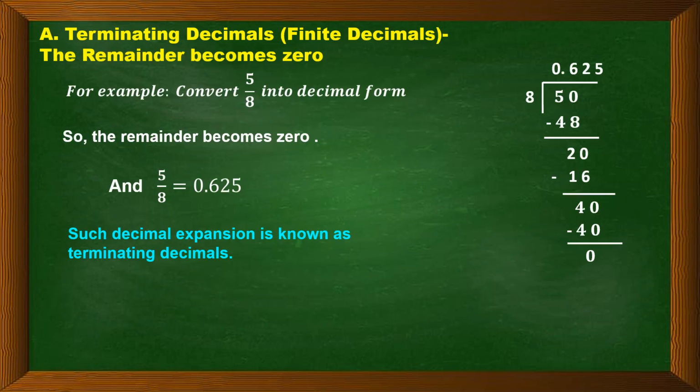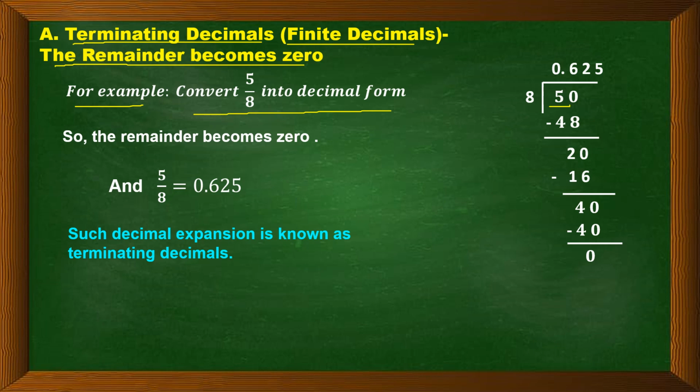Now let's take up the first kind of decimal expansion of a rational number, that is terminating decimals, or we also call them finite decimals because we get a finite number of decimal places. In such cases, the remainder becomes 0, and because the remainder becomes 0, there we stop the division process. For example, if we have to convert this rational number 5 by 8 into decimal form, we are going to use the normal division process.